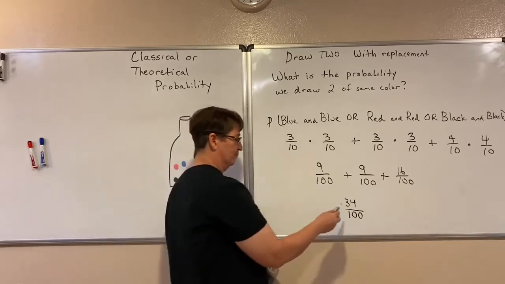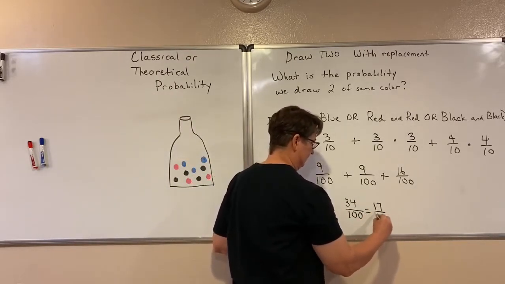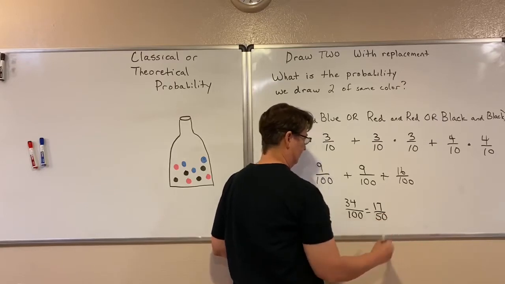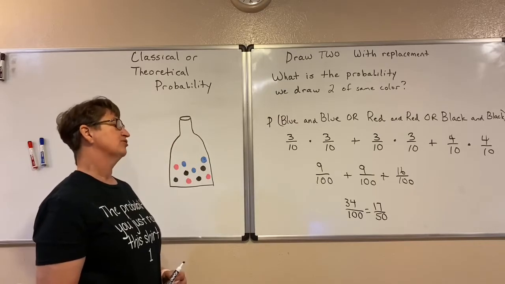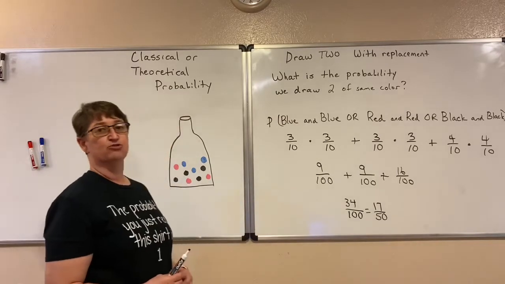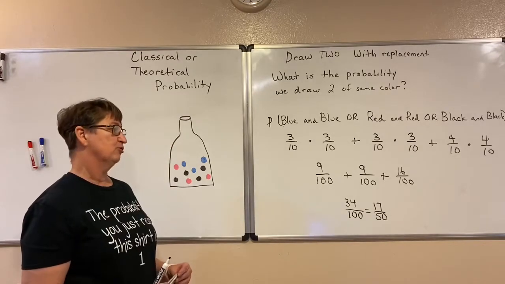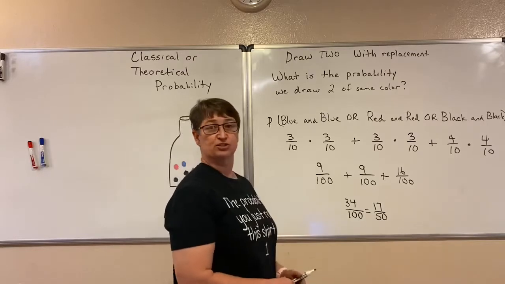So divide the top and the bottom by 2, and we get 17/50ths. So if we did this experiment 15 times, I would expect 15 different trials. I would expect 17 of those to have 2 of the same color. All right, let's change it just a little bit.